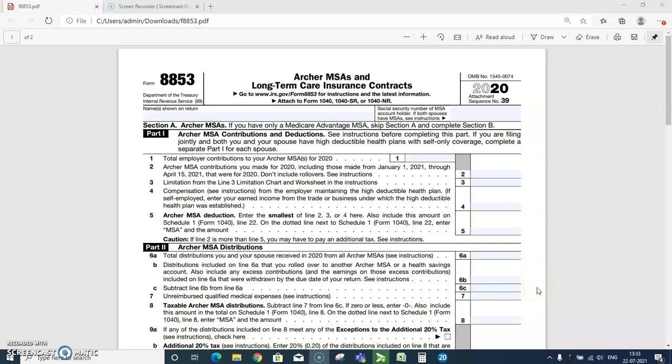Archer MSAs cover self-employed workers or those who work for a company with an average of 50 or fewer employees over either of the preceding 2 years. Your health plan must be a high deductible plan and you must have no other health coverage. Although there are some exceptions to the rule, you can't be enrolled in Medicare or claimed as a dependent on another tax return for the current year. Eligibility requirements must be met on the first day of each month for which you claim an MSA deduction.